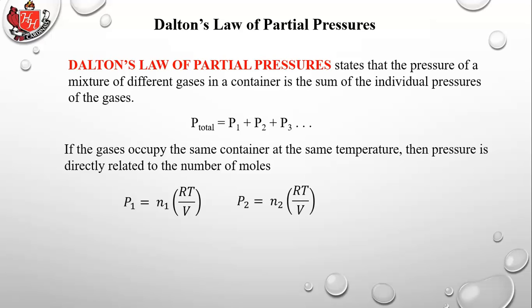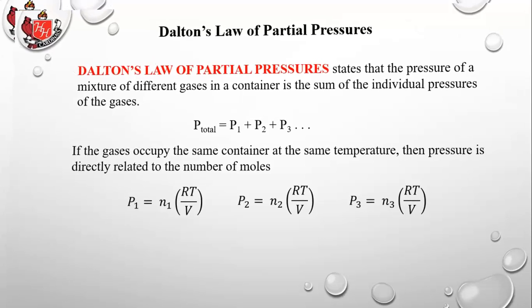So if you assume for P1, the pressure for gas 1, let's say that's nitrogen, is N1 times RT over V. P2, let's say that's oxygen, equals the number of moles of oxygen, that's what N2 would be, times RT over V. RT over V is the same as in the first equation. And if the third gas is hydrogen, and again, RT over V is the same, so that would be proportional to the number of moles of hydrogen, N3. So the only thing that's going to change in any of those three is the number of moles.